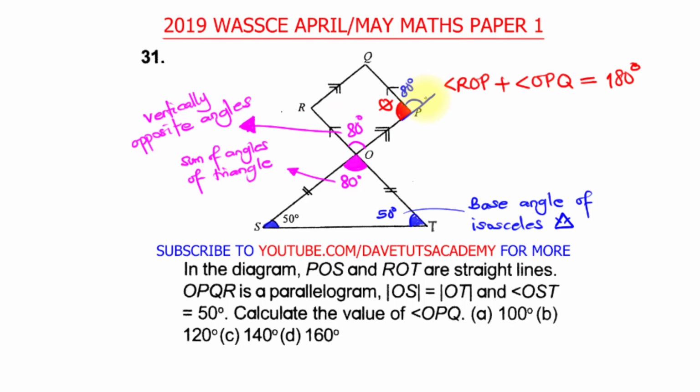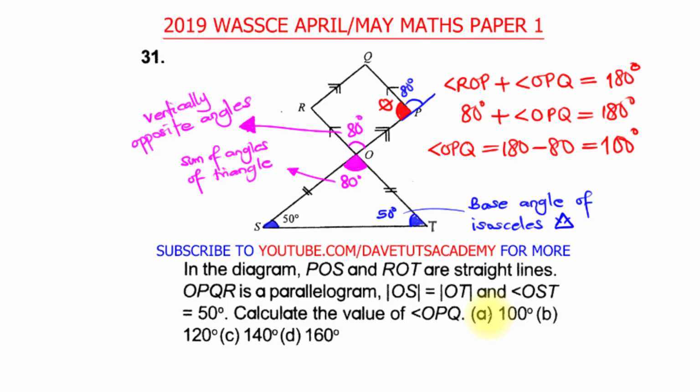So angle ROP and angle OPQ that we are looking for are supplementary, meaning that they add up to 180 degrees. So already we know ROP to be 80 degrees, plus the OPQ that we are looking for is going to be 180 degrees. Then that means our angle OPQ is 180 minus 80, and that's going to give us 100 degrees. And if you look at the options that we have, you can see option A is 100 degrees, and that is the correct solution to this particular question. You can see our understanding of triangles, intercept theorems, and the parallelogram has helped us to solve this question, and those are the tools that we need to be able to solve this type of questions.